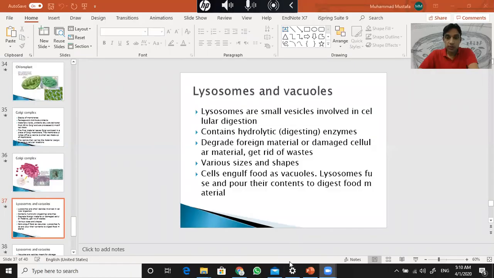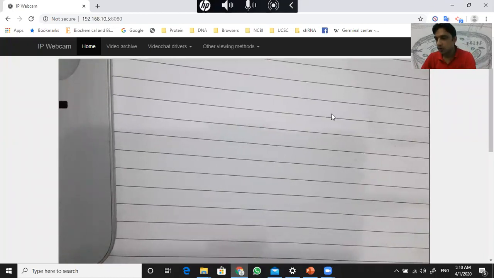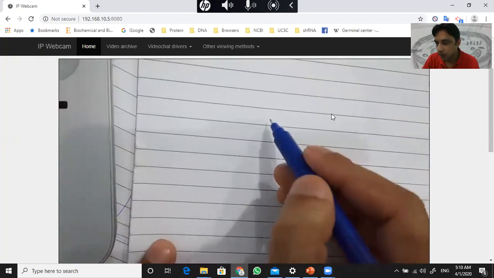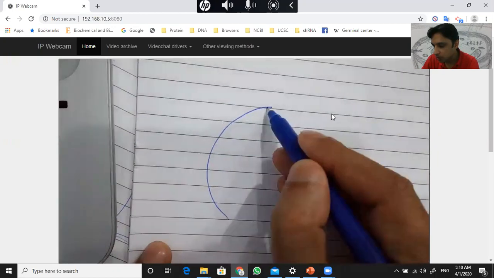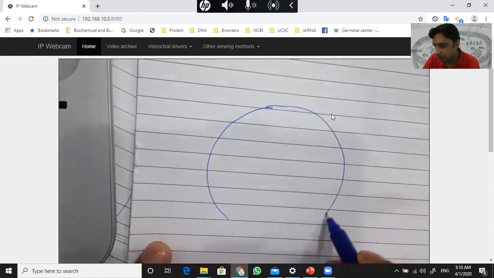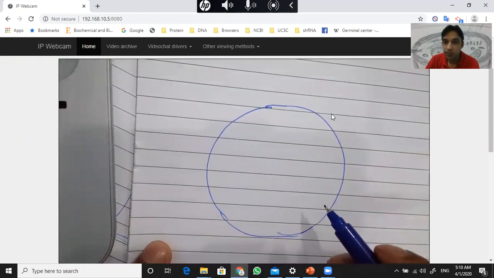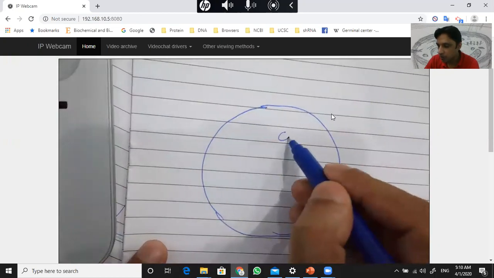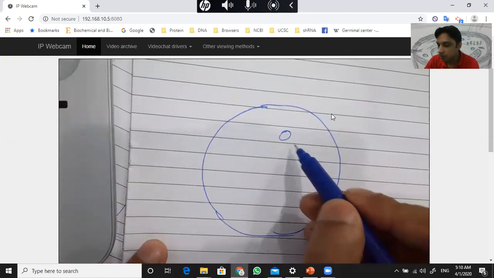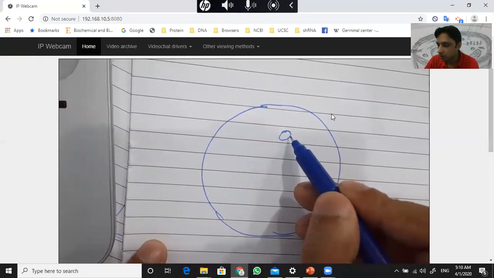Okay, let me explain to you about the lysosomes and vacuoles using my writing skills. Remember, the job of the lysosome is to protect the cells. That's the first job, and also to digest the food material coming into the cells from outside. The lysosomes are of different sizes and in different numbers. It depends on the nature of the cells how many lysosomes are required.